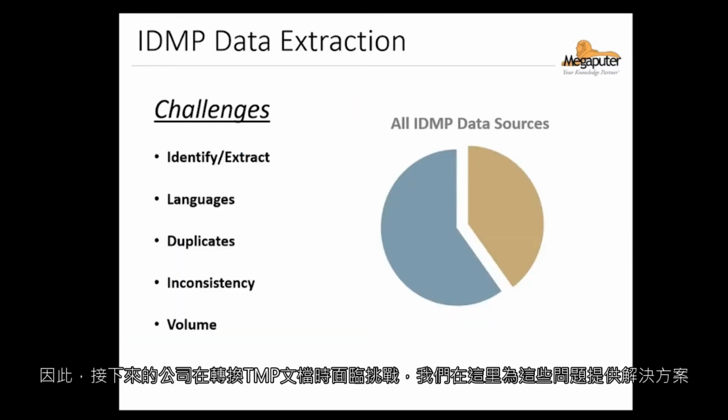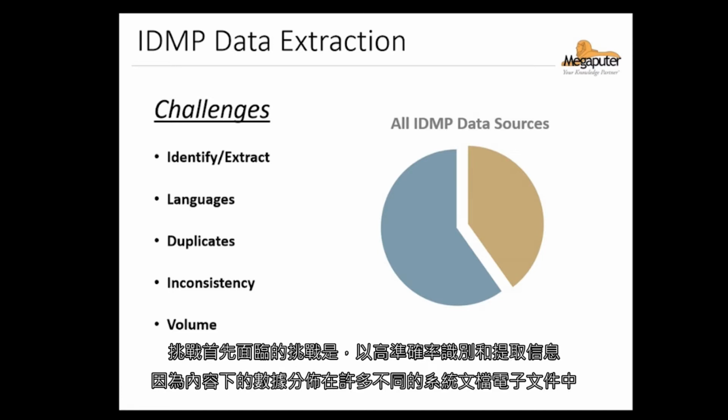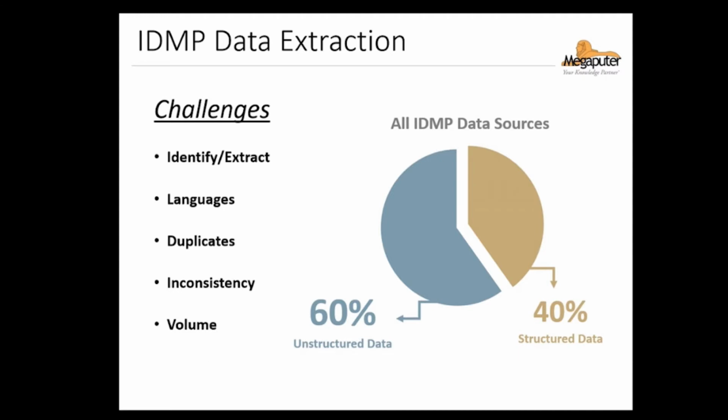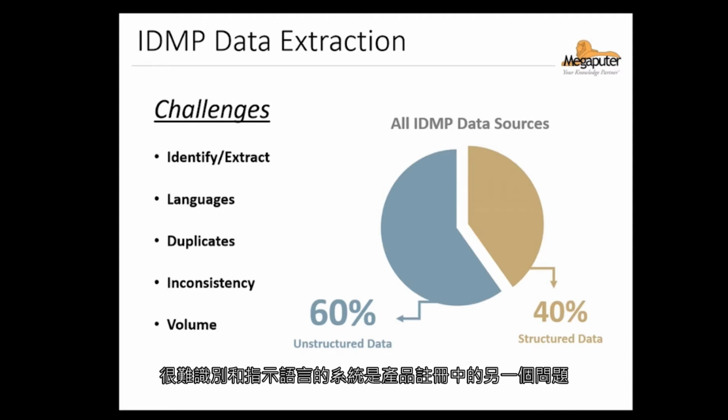So next, companies are facing challenges in converting IDMP documents, and we are here to provide solutions to these challenges. The first challenge is to identify and extract the information at a high accuracy rate, as data and content are spread across many different systems, documents, and electronic files. Experience from IDMP projects shows that only about 40% of the required data is in structured format. A full 60% will be unstructured data, buried in documents and other legacy systems, making it very difficult to identify and extract.